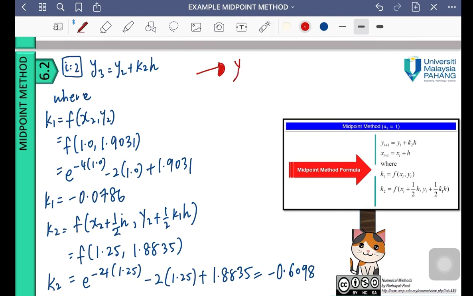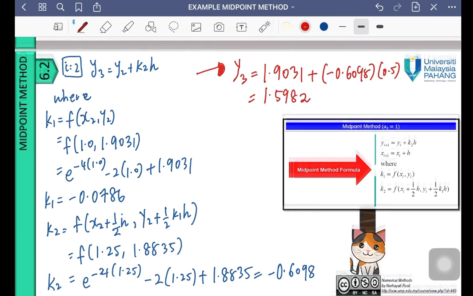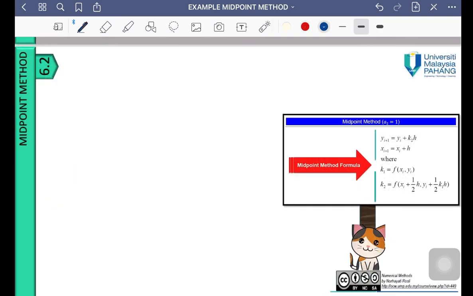Alright, students, from here, by using the midpoint formula, the computed solution for our y3 is equal to y2. Previously y2 is 1.9031, and then plus your second slope, and then you multiply with your step size 0.5. So here you may get the value 1.5982.